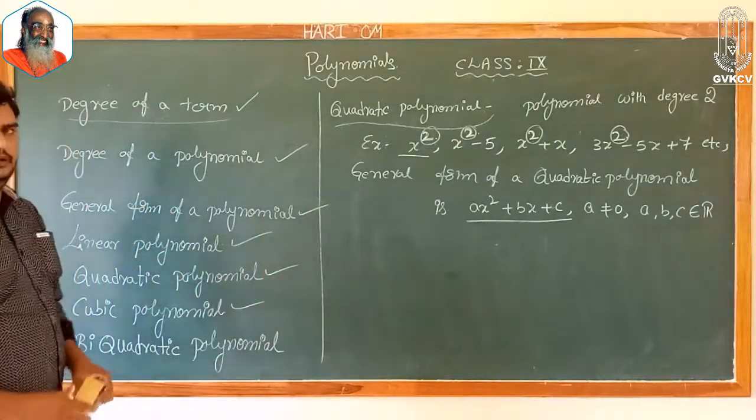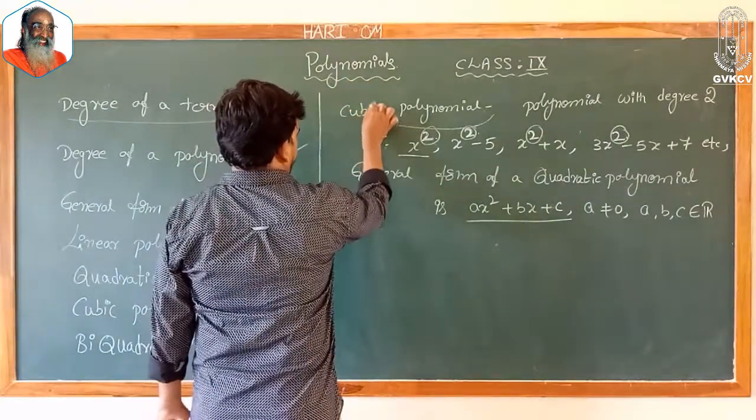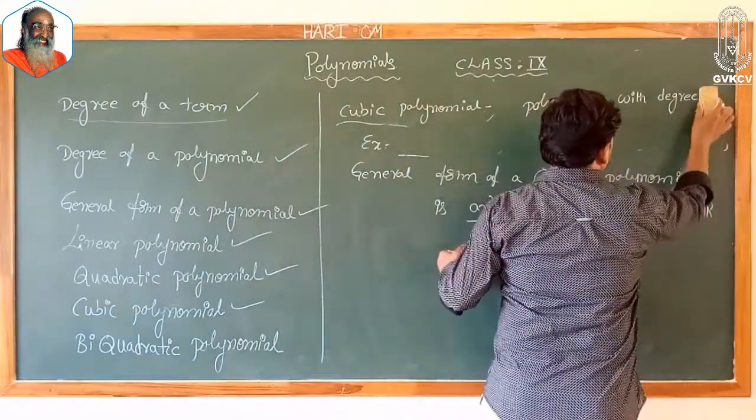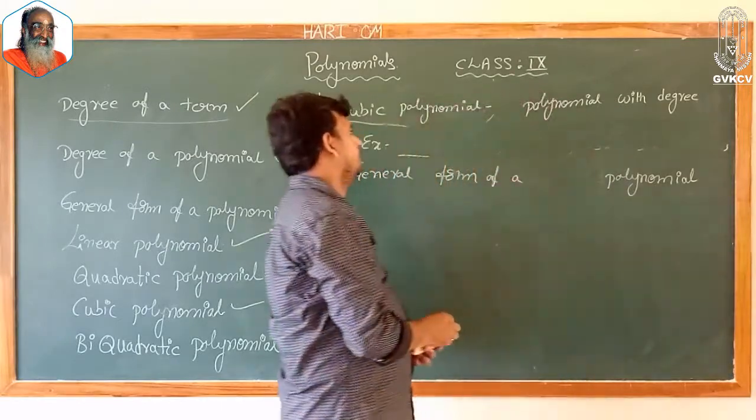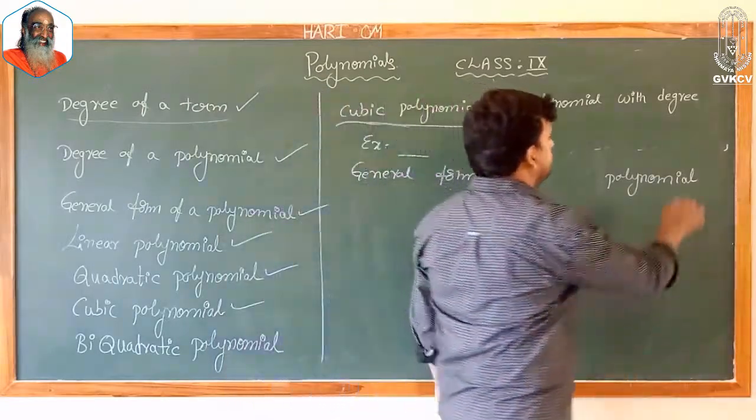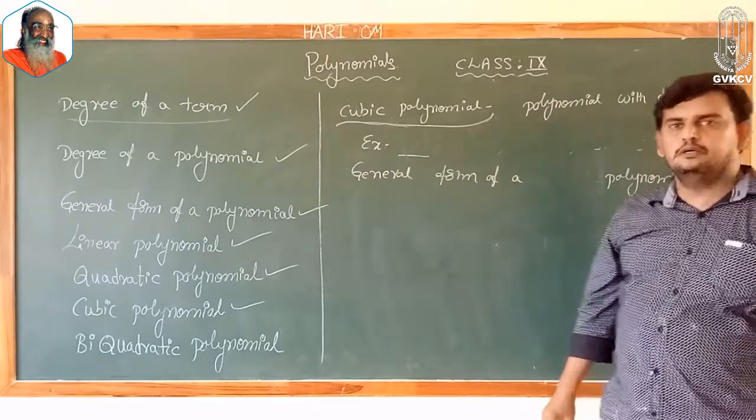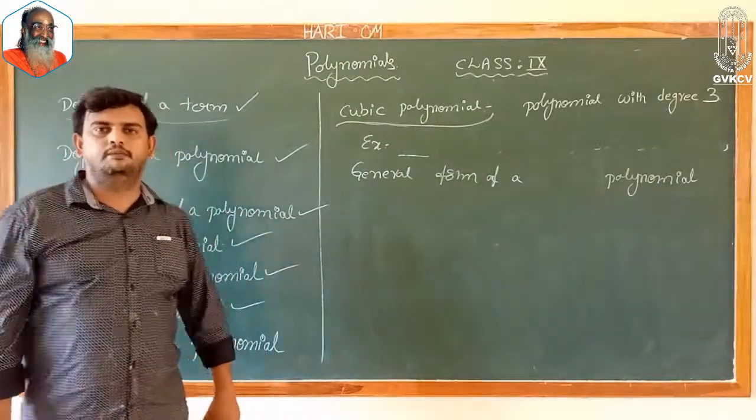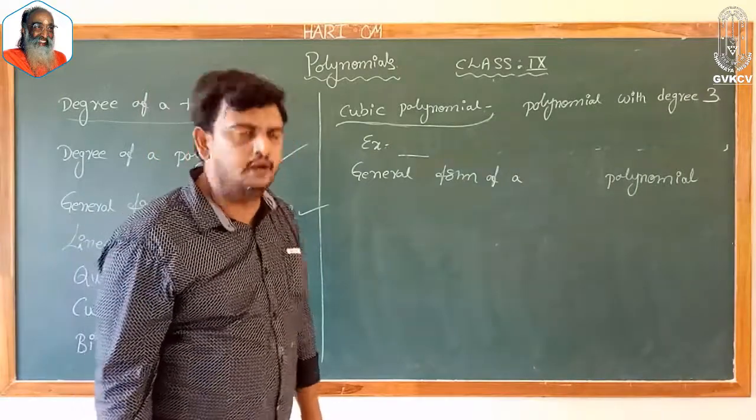Now the cubic polynomial. Now you can understand what is the cubic concept. So what is the meaning of a cubic polynomial? A cubic polynomial is nothing but a polynomial with degree 3. A polynomial with degree 3 is called a cubic polynomial.